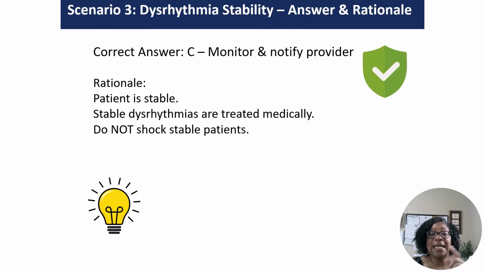Okay. Is the patient stable or unstable? Well, they're stable. So what does that mean? That means that you do not shock stable patients. So the correct answer is C. You are going to monitor and notify the provider. Dysrhythmias are not about memorizing those rhythm strips. You always got to ask yourself, is the patient stable? Because stable dysrhythmias are treated medically. Okay. Remember, the patient was alert. They didn't have chest pain. Okay. All right. Let's move on to scenario 4.